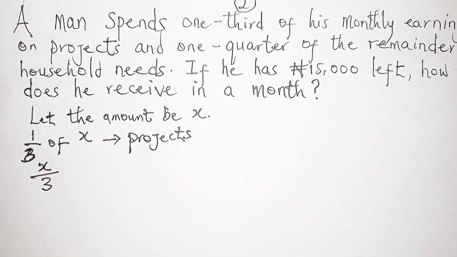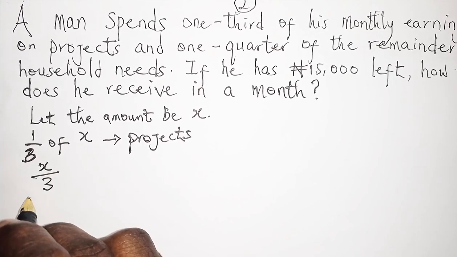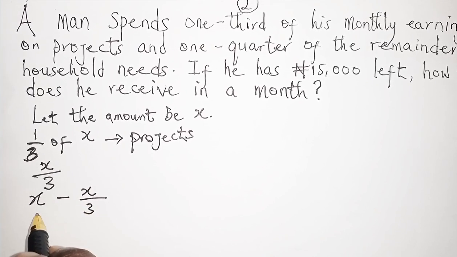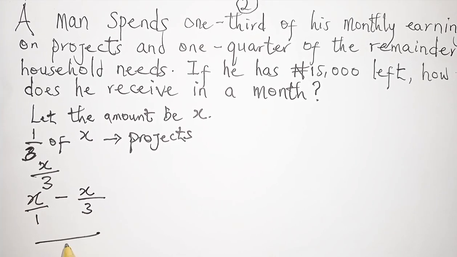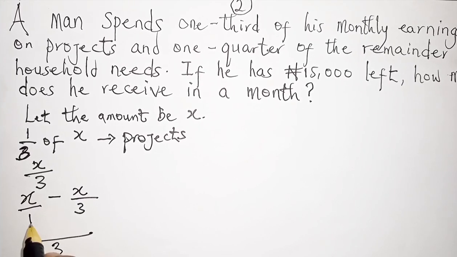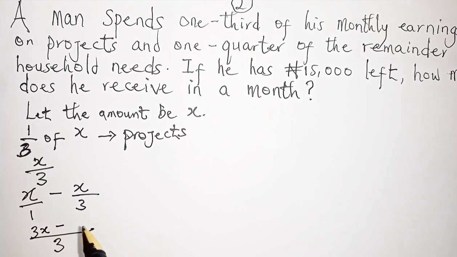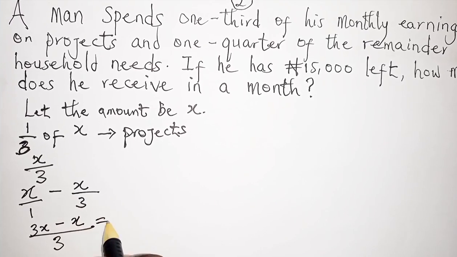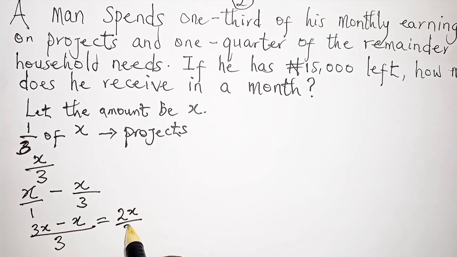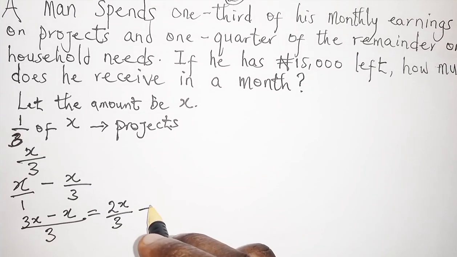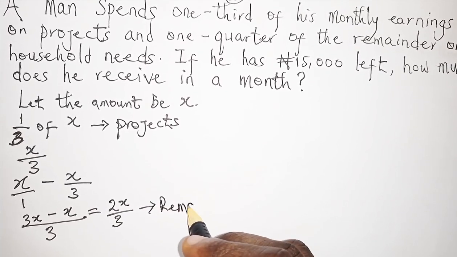Therefore, we need to subtract X over 3 from X, which is his monthly salary. So X minus X over 3. Now the LCM is 3. 1 goes into 3 three times. 3 times X is 3X. Minus 3 goes into 3 one time. 1 times X is X. So we have 2X over 3, because 3X minus 1X equals 2X. So this is the remainder.